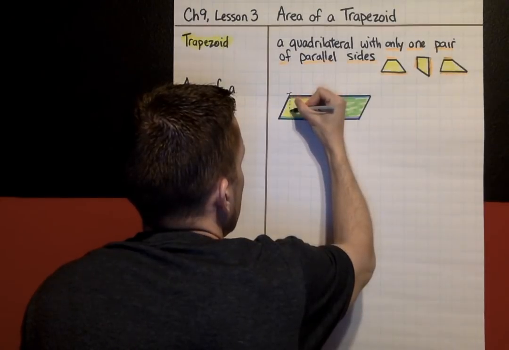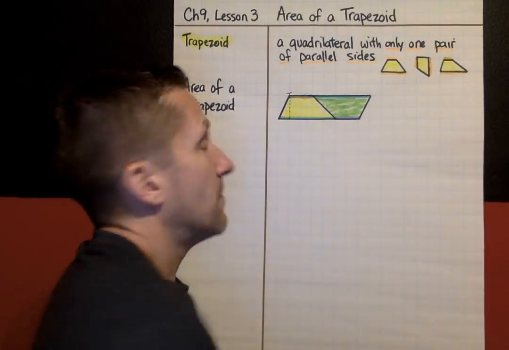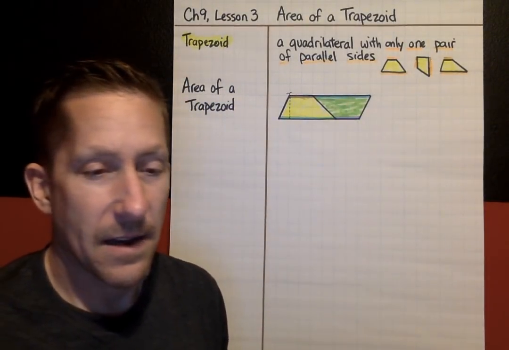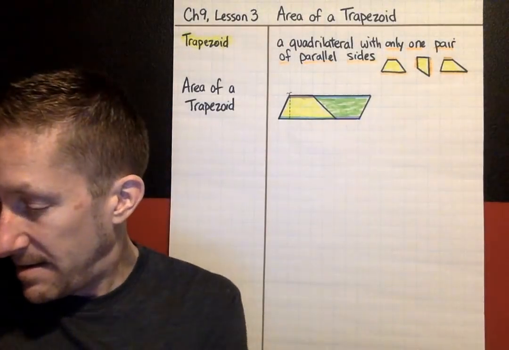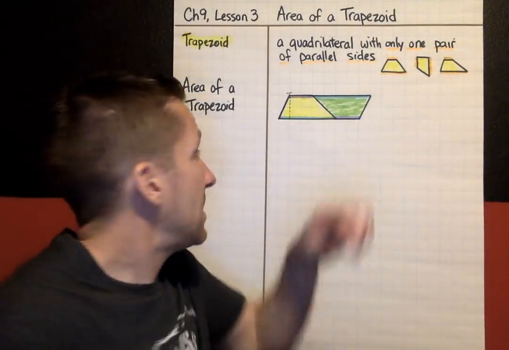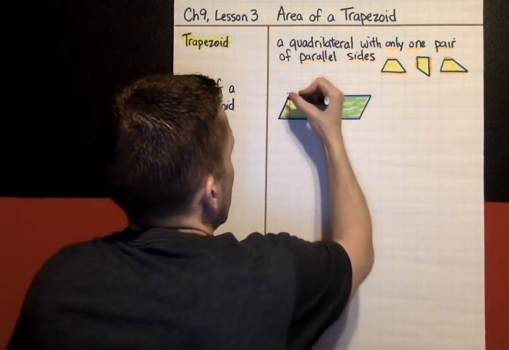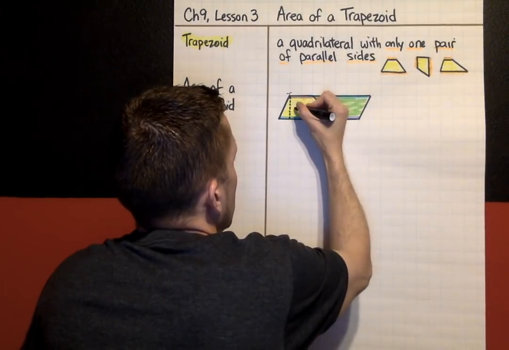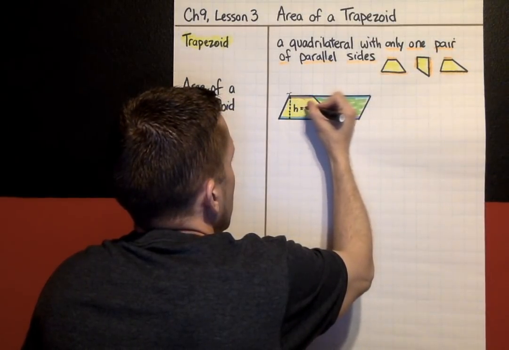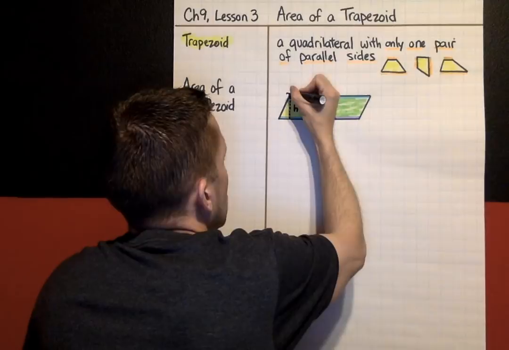So the height line for this trapezoid is right there. That is the height. Okay, so the height is exactly 2 squares. Let me use the bigger marker. It's easier to see. So the height equals 2.